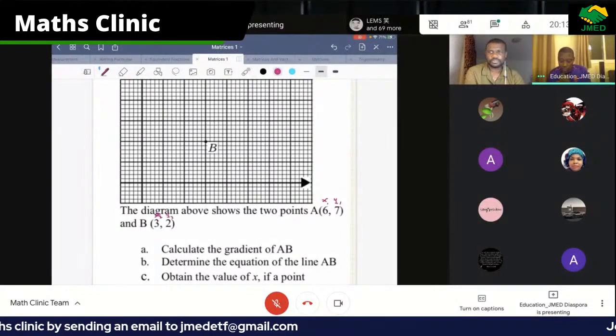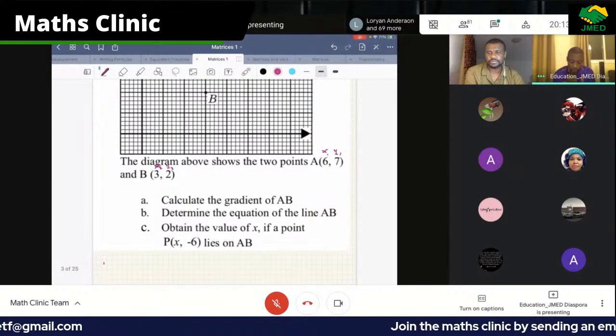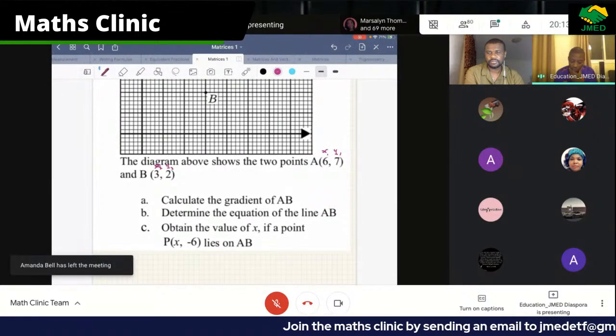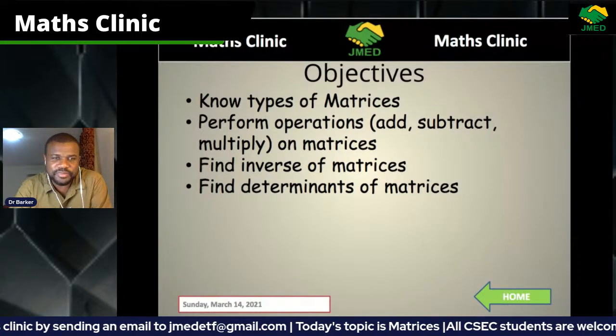y2. The gradient, what's gradient? M is equal to. So there should be audio coming through now from me, right?